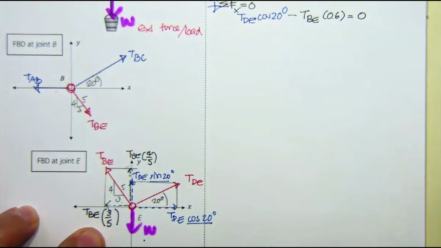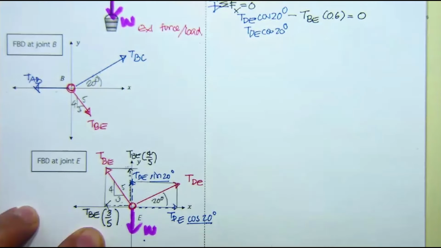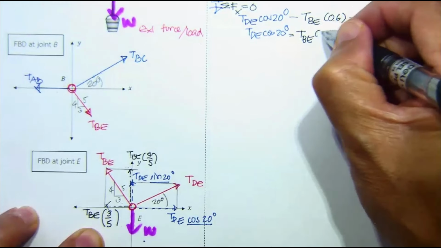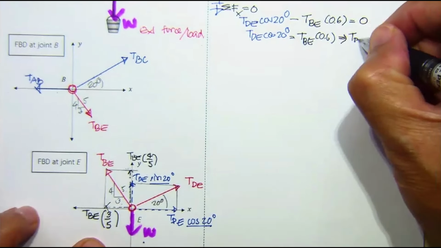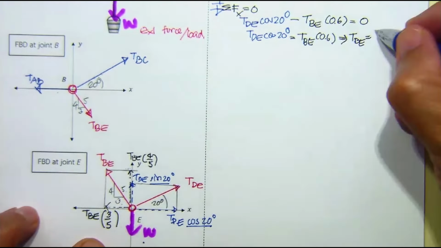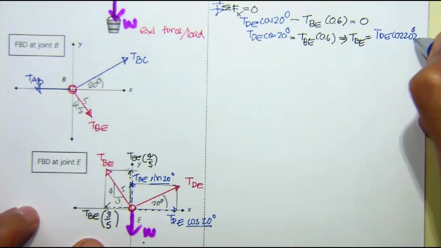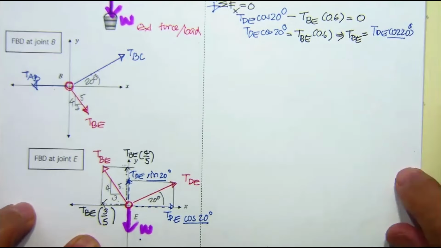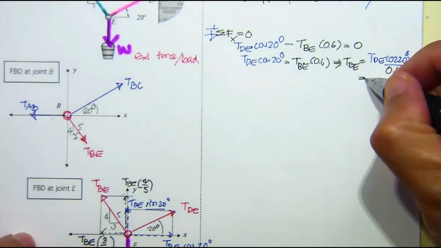Now, you may determine what you refer to. You may write it like this: T sub DE cosine 20 degree equals T sub BE times 0.6. It's going to be the same thing. And then you may say T sub BE is going to be equal to T sub DE cosine 20 degree divided by 0.6.